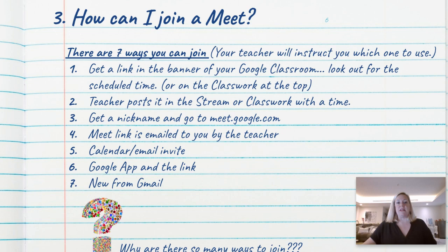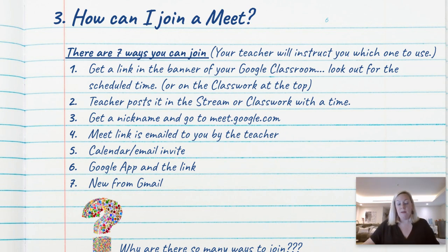How can I join a meet? So there are 7 ways that you can join, and your teacher is going to give you the instructions to which ones to use. You can get a link in the banner of your Google Classroom. So you have to look out for your scheduled time, know where to look for your schedule. Teacher posts it in the stream or the classwork with a time, and I am going to go over these and show you where all of these options are.